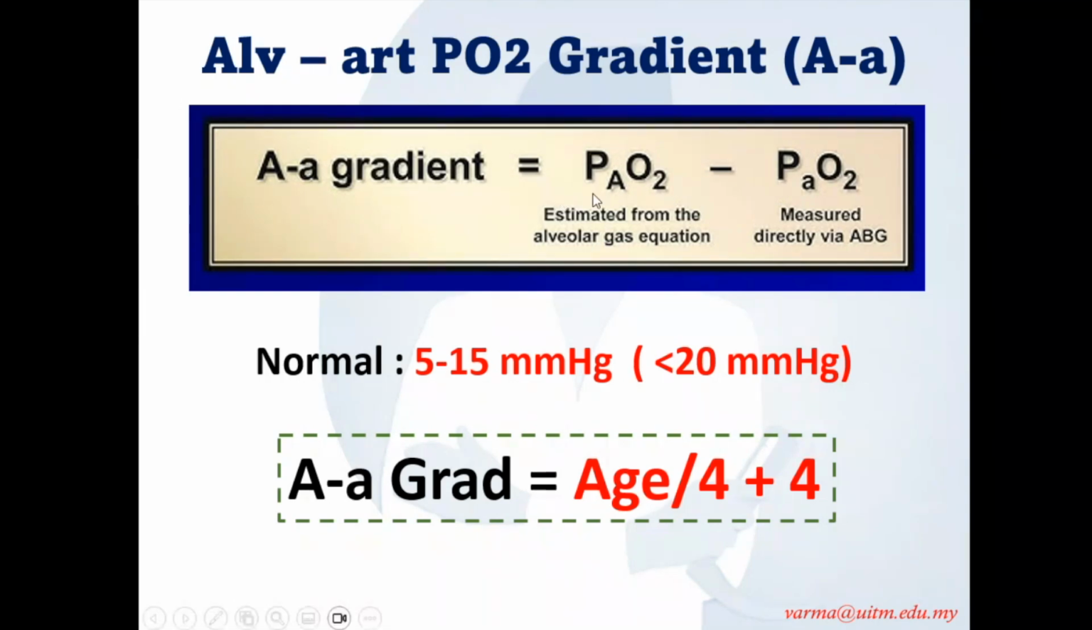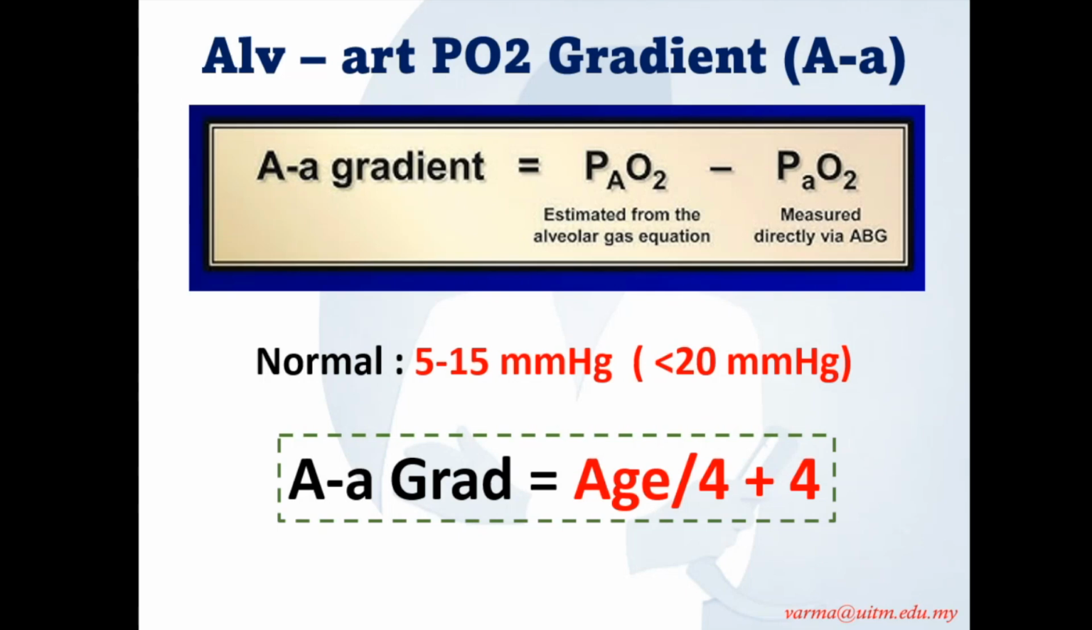Your partial pressure of alveolar oxygen, the equation says, is FiO2 times (atmospheric pressure minus SVP) minus PaCO2 over respiratory quotient. So you have to do this to see whether you get an almost similar number, or if it's increased, then you have to find out what the causes of hypoxemia are. How do we find out the causes of hypoxemia? We come to the next slide.